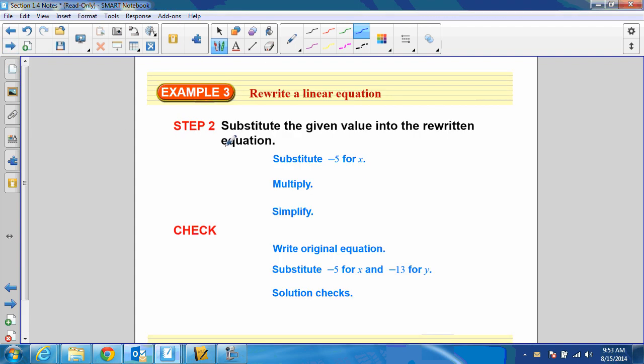You don't need this slide because that just shows what we just did. But this gives you steps if you want to go step by step: substitute negative 5 for x, multiply, simplify, and all that stuff. And how to check your answer if you want to.